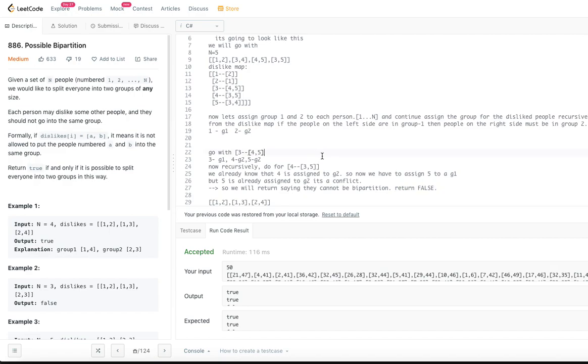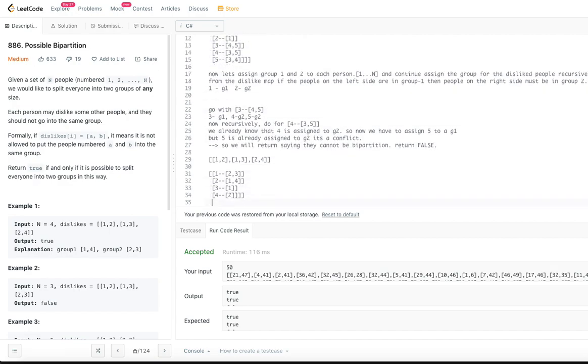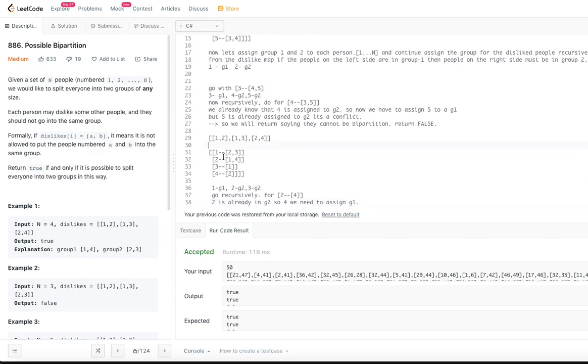So let's go with example 1, where we are returning true. We'll frame a similar dislike map and go through that. So let's prepare a dislike map for this one. Here n is equal to 4, that's the input given. So 1 dislikes 2 and 3. Similarly, 2 also needs 1 added, and for 3 also we need to add 1. For 2 and 4, you add 4 to 2 and 2 to 4.